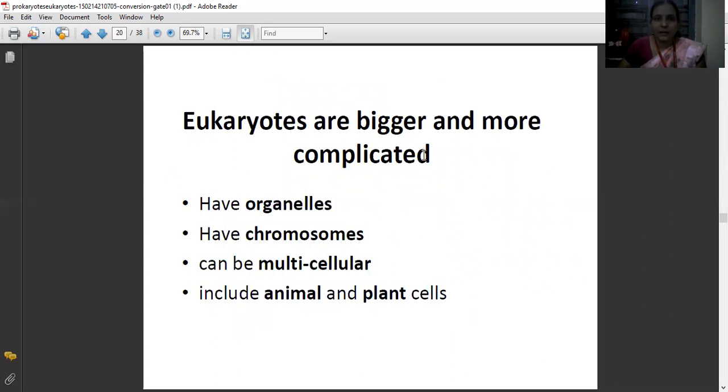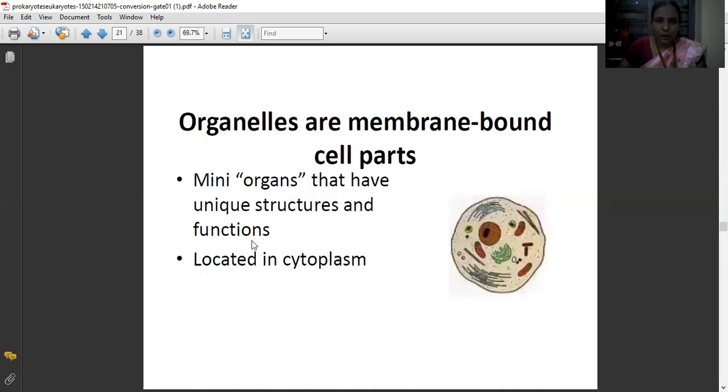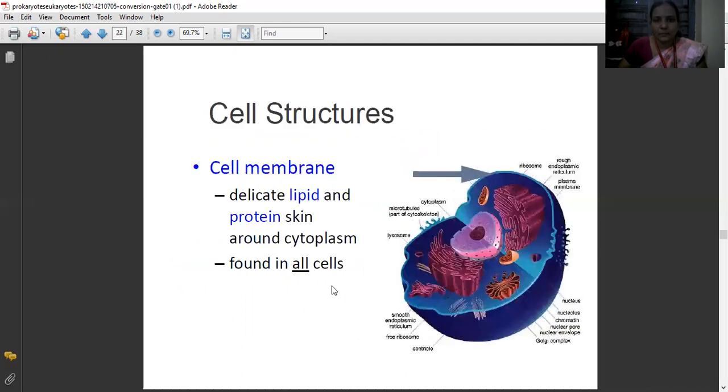Eukaryotes, if we look at them, have a big size, a greater number of cell organelles, and a greater number of chromosomes, and can be multicellular. It includes the animal cell and plant cell. Organelles are membrane bound. The organelles present in a eukaryotic cell are membrane bound, meaning attached to the nuclear membrane and cell membrane. So organelles are mini organs that have unique structure and function, located in the cell cytoplasm.